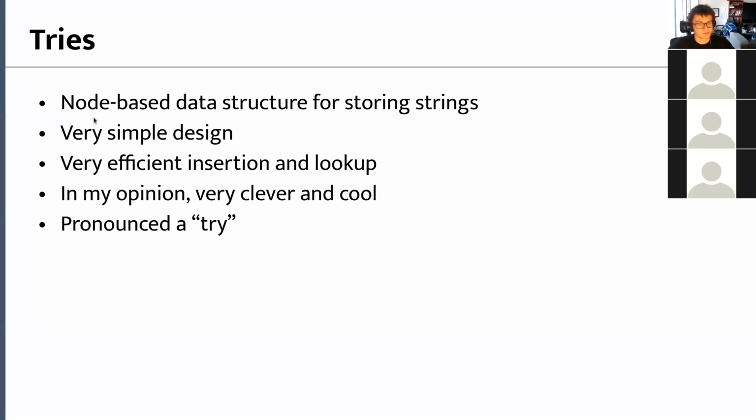So tries, they're a node-based data structure specifically for storing strings. And you can extrapolate this idea to store things other than strings, but you'll see pretty quickly why they're useful for strings. They're a very simple design. They're extremely efficient in insertion and lookup, better than hash tables, and I think they are just dope. And that's how you pronounce it, "try." I don't make the rules. I'm just reporting what I've been told.